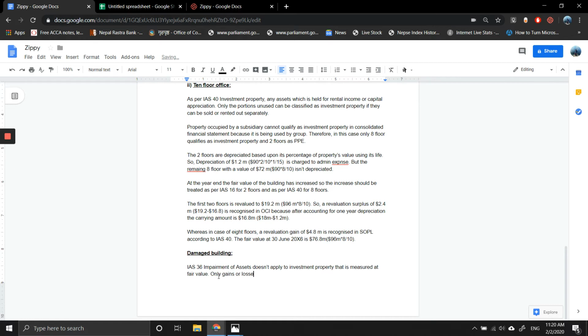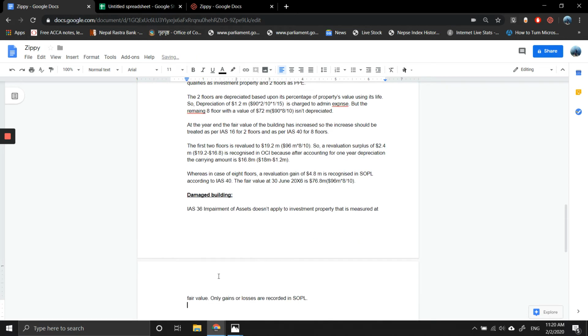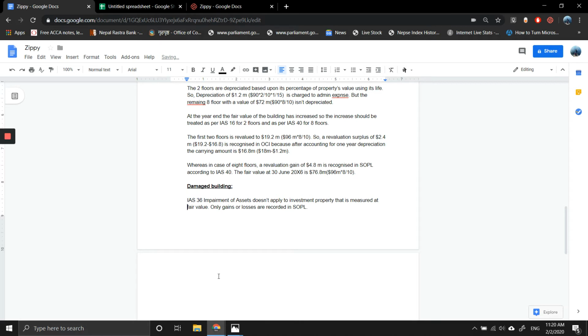Any gains or losses are recorded in SOPL, right? So a loss of $6 million, which is $20 million minus $14 million, is charged to investment income, right?